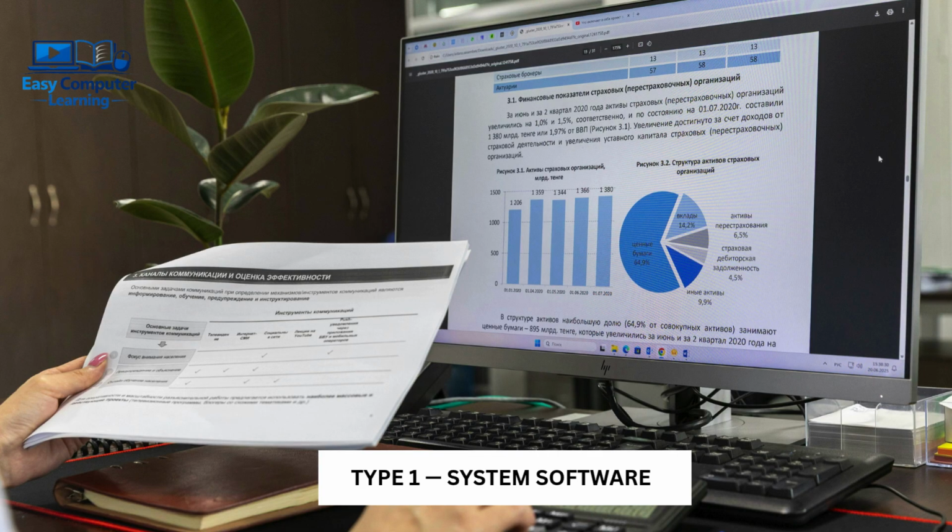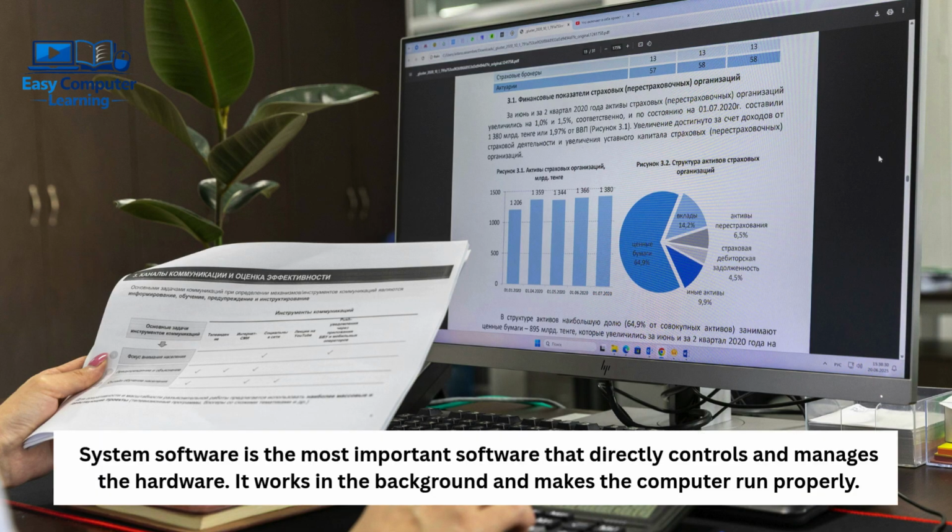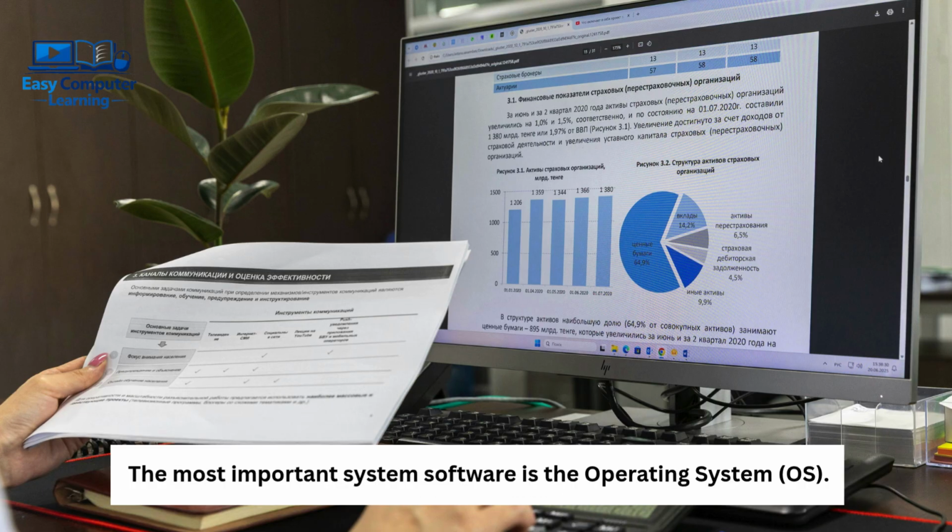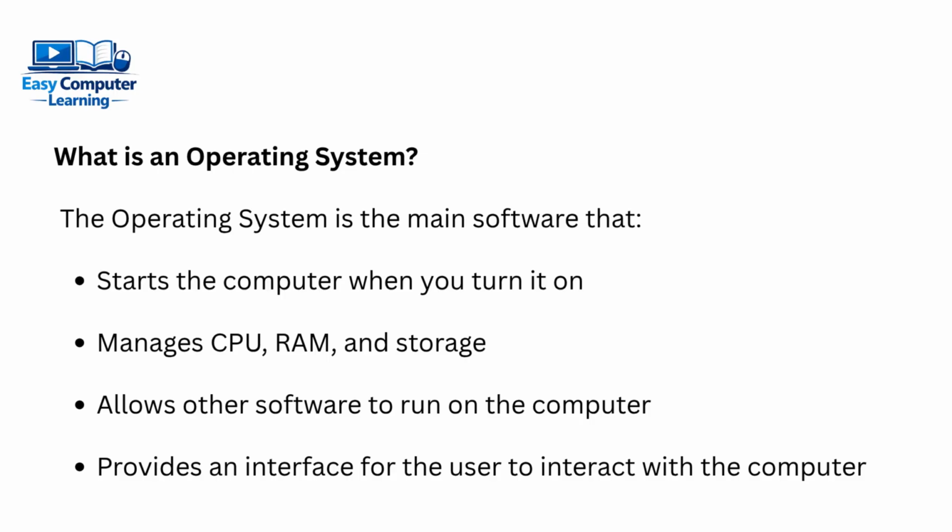Type 1. System software. System software is the most important software that directly controls and manages the hardware. It works in the background and makes the computer run properly. The most important system software is the operating system, OS. What is an operating system? The operating system is the main software that starts the computer when you turn it on, manages CPU, RAM, and storage, allows other software to run on the computer, and provides an interface for the user to interact with the computer.